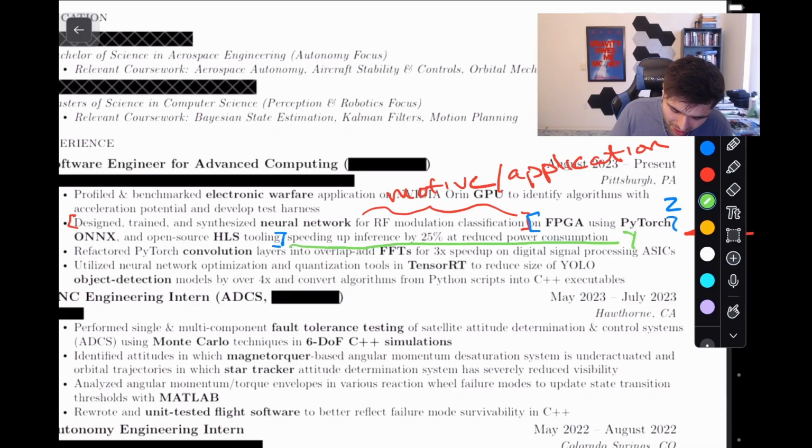Something I'll note here, I remember from this job, we knew for a fact that the speed had been increased by this factor, but we didn't actually have a very good number for the power consumption, like reduced it by this amount of watts or this percentage or something like that.